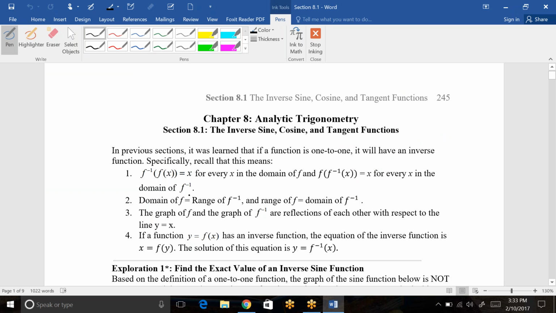And then the domain of the original is the range of the inverse. That's the x's and y's swapping, which means the range of the original is the domain of the inverse. The graphs are reflections over the line y equals x. I showed you that on the picture. And if a function has an inverse, then the equation of the inverse means that you swap the x's and the y's, and then you take the inverse symbol. That's what this -1 stands for. It's not an exponent. It's the inverse symbol to get this to be in the format so that it is solved for y.